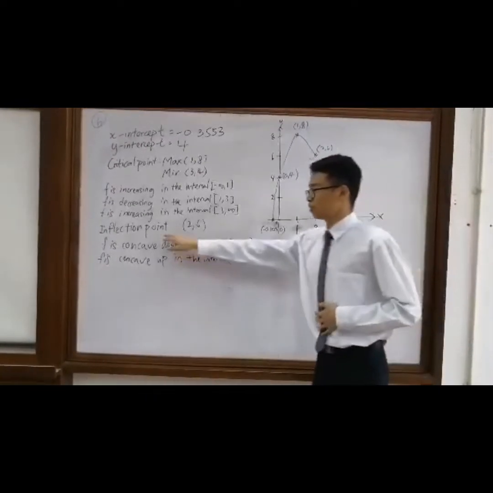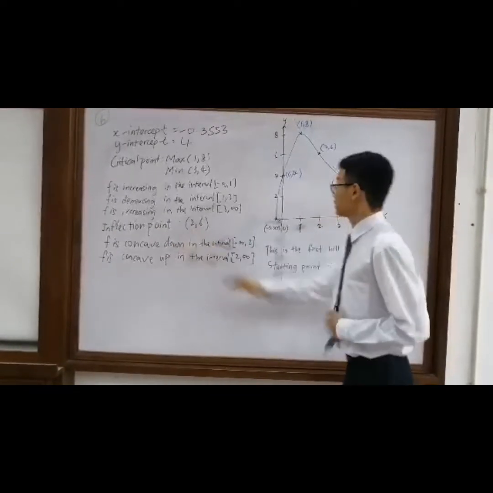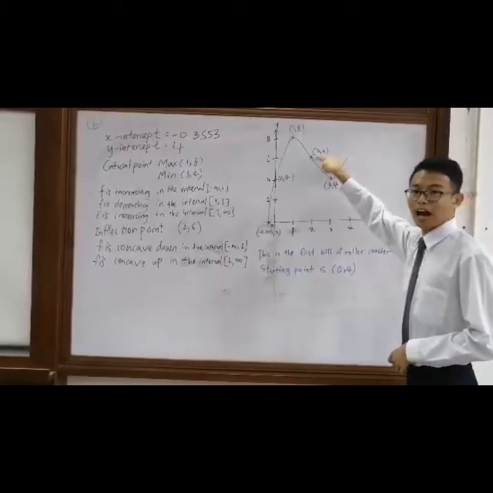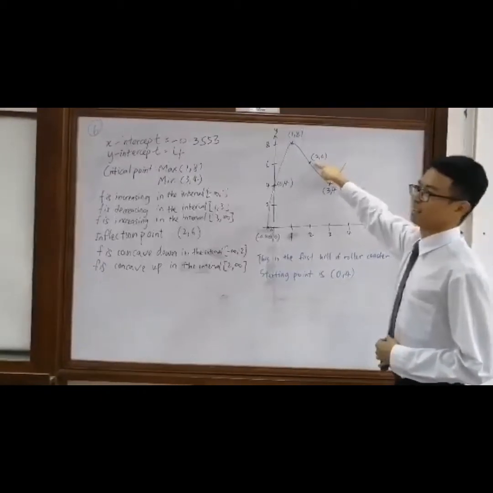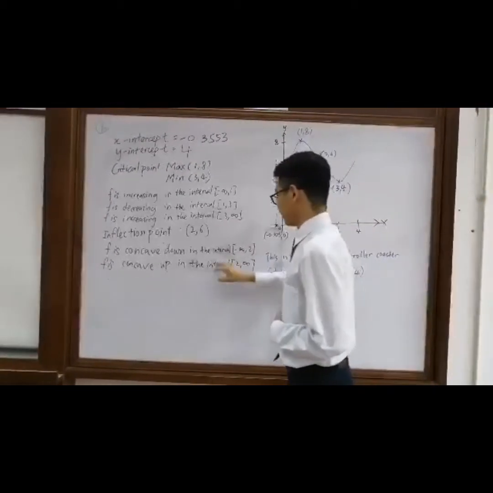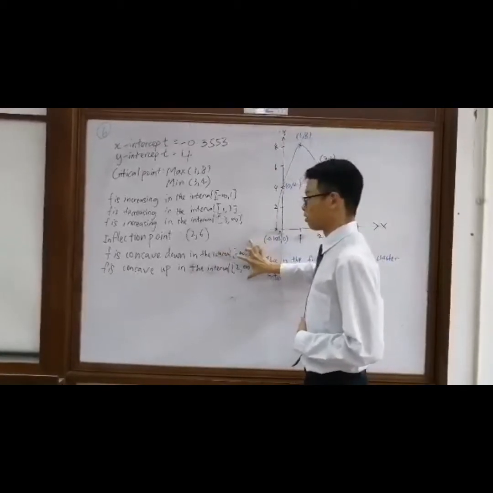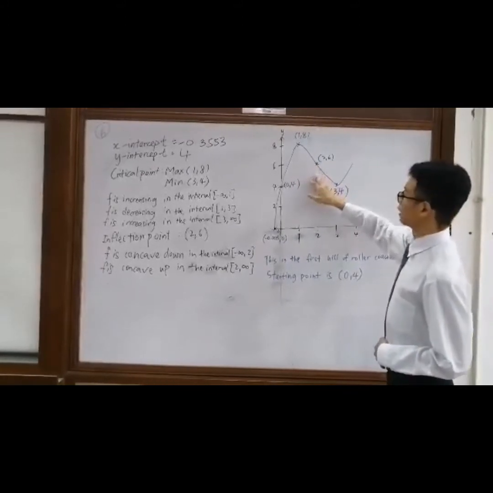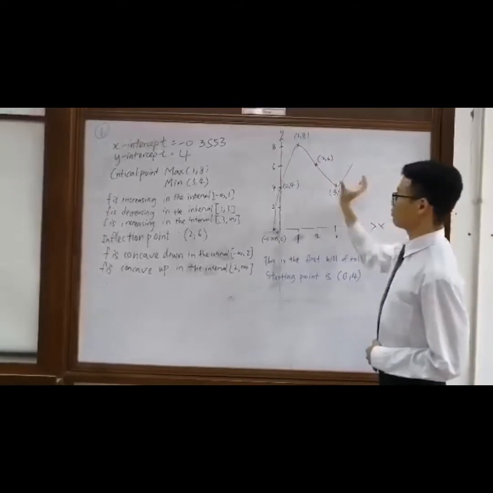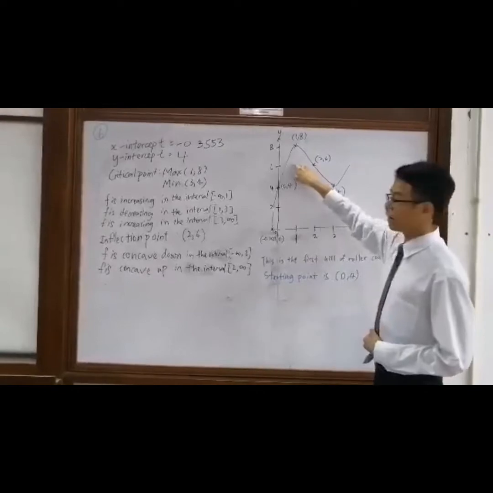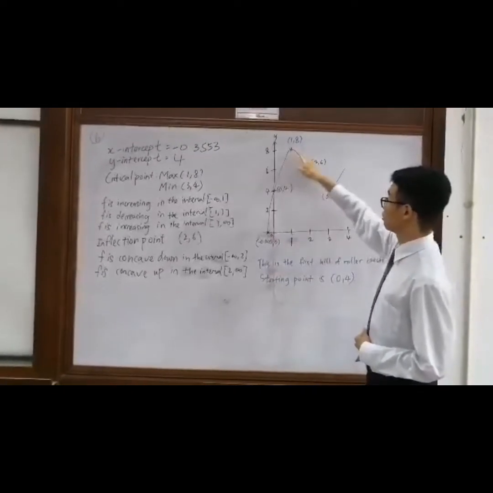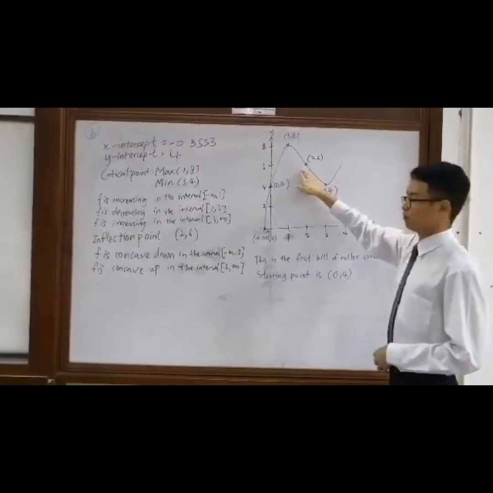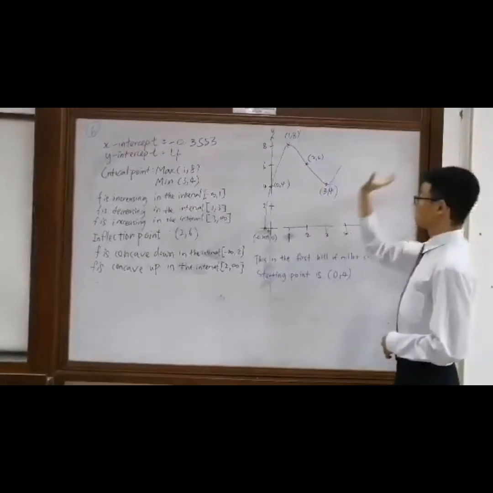Next is the inflection point (2, 6). That's here. The roller coaster will experience the highest speed at this point. The last one is the concavity, down or up. In this graph, we notice this part is down and this part is up. f is concave down in the interval from negative infinity to 2, and then f is concave up in the interval from 2 to infinity.